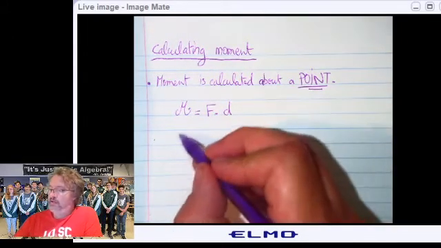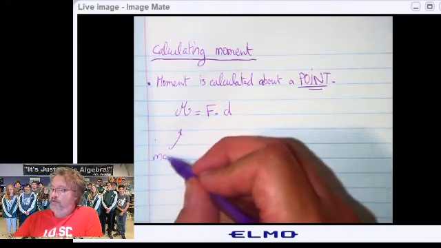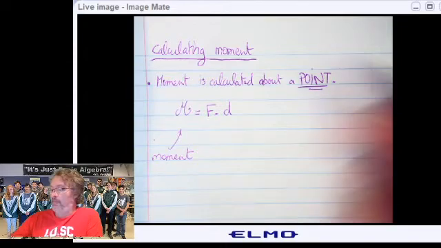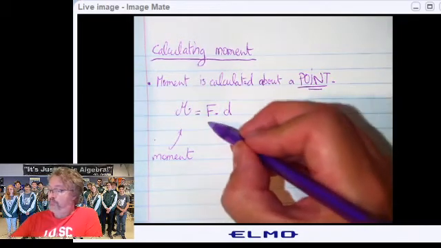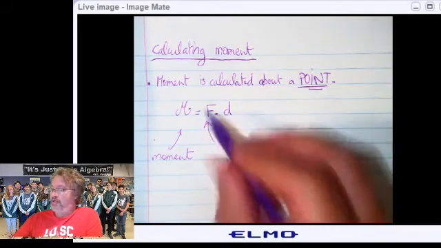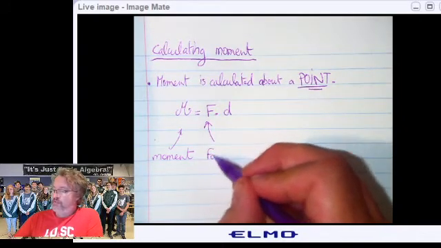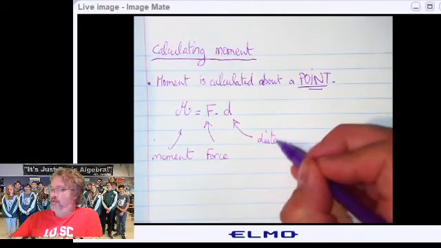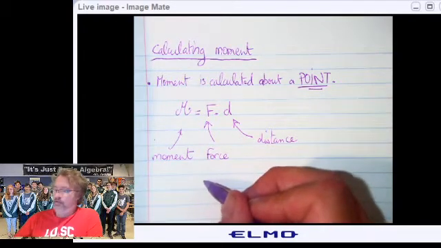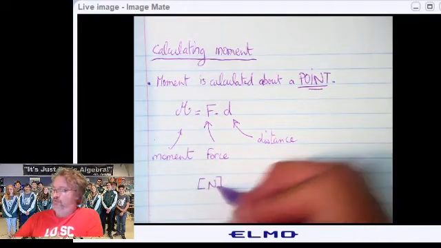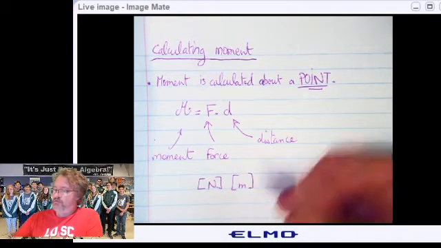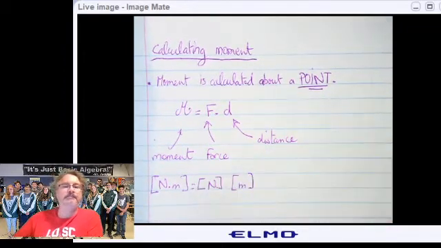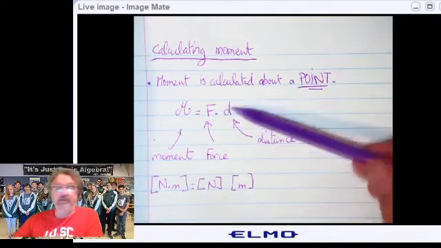So M here, I wrote it as a cursive capital M, represents the moment. F in this case represents my force, and D would represent my distance. So usually a force is measured in newtons, a distance is in meters, so the moment will be in Newton meters. Could it be measured in pounds and in inches?